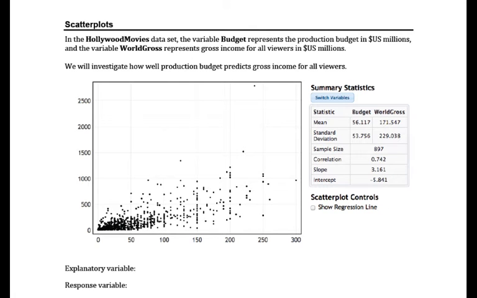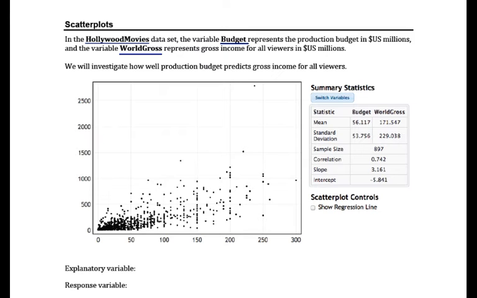A scatter plot is a graph we can use when we have two quantitative variables. So in this example, we are looking at the Hollywood movies data set and the two variables budget and world gross, where budget is the production budget in millions of dollars and world gross is the gross income for all viewers worldwide, also in millions of dollars.